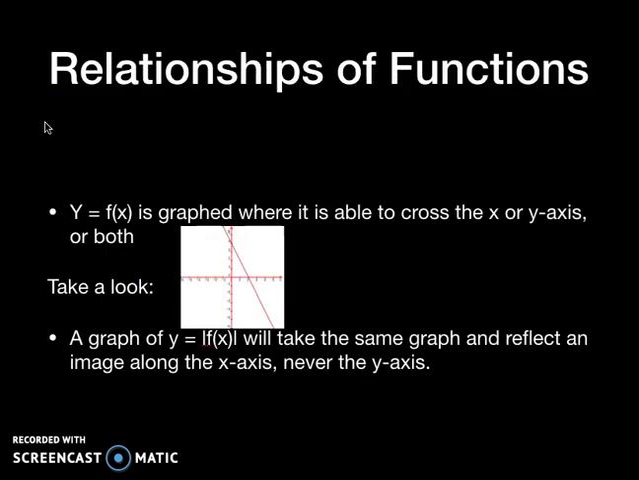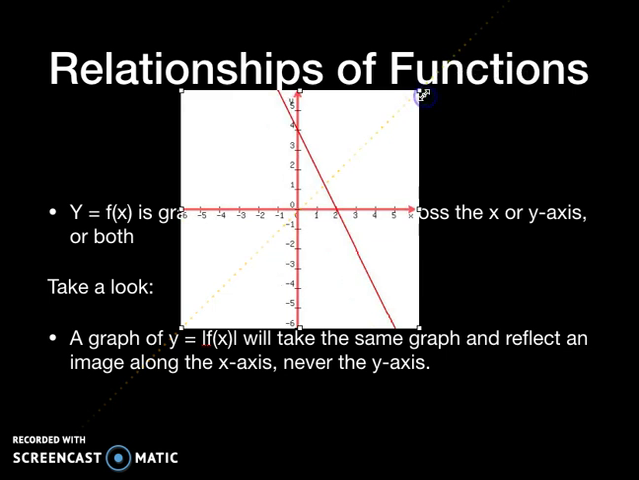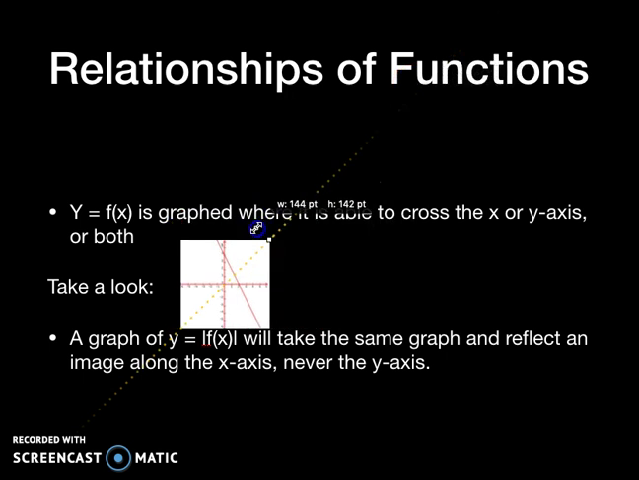So, relationships of functions. y equals f of x, as we know, is graphed where it is able to cross the x or y axis or both. You can see in this picture, if I make it a little bit bigger, here's a linear graph of y equals f of x, and it's going through y and x, just as a line.